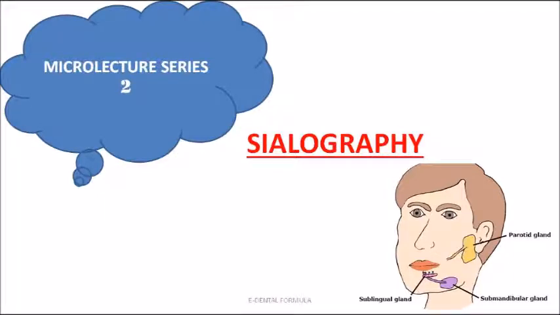Today we are going to learn a small topic, sialography. So what is sialography? It is the radiological examination of the salivary glands. Here I have given the three major salivary glands, which are the parotid gland, submandibular and sublingual.